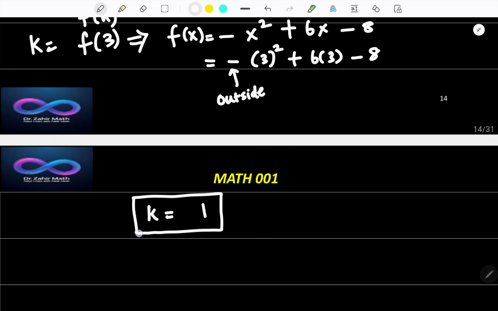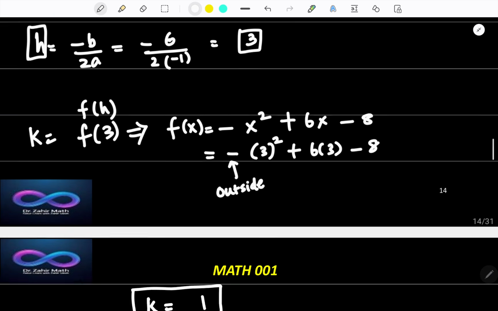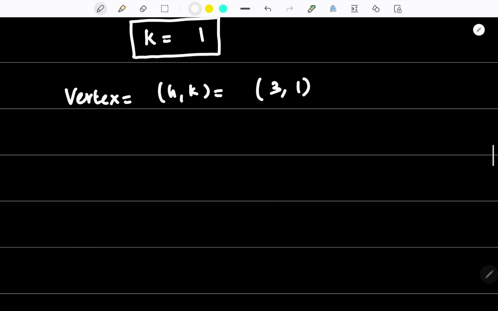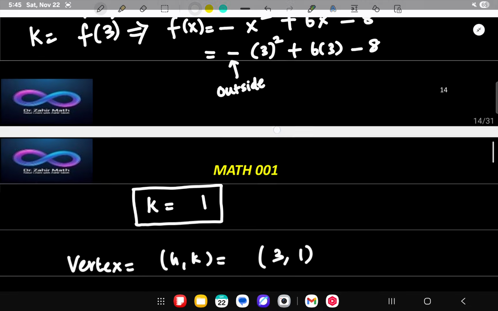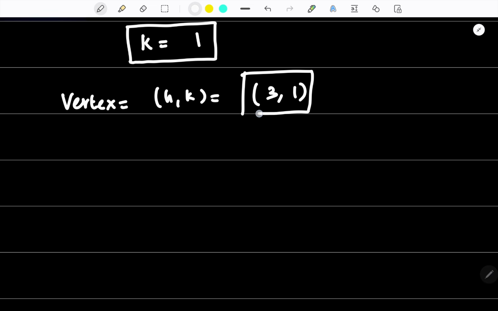Clear everybody? Right. So what is the formula for vertex? Vertex is equal to h comma k, which is equal to h is how much? 3. And k is how much? It is 1. H is 3, right? Yes. So vertex is equal to what? 3 comma 1. So vertex is ready.